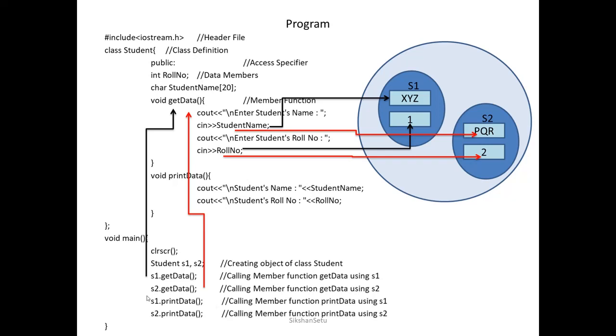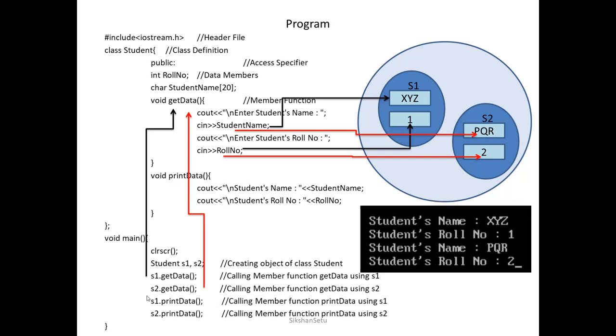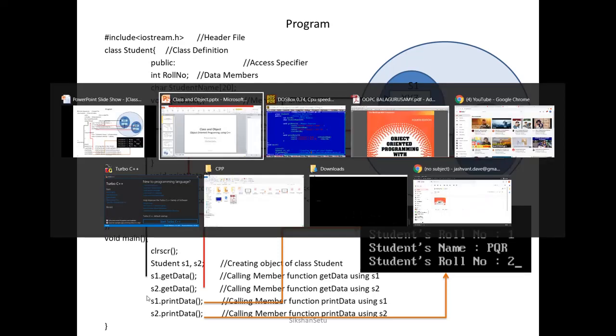So this is how a simple get data function is called twice: once called by S1, so values are stored in S1, and next time called by S2, so values are stored in S2. After that, print data will generate the output. Here we can see the output. S1 dot print data generates the first two lines: student's name is XYZ and roll number is 1. You can see in S1 XYZ and 1 are there, and S2 dot print data will print PQR and 2. So this is how my whole program executes.